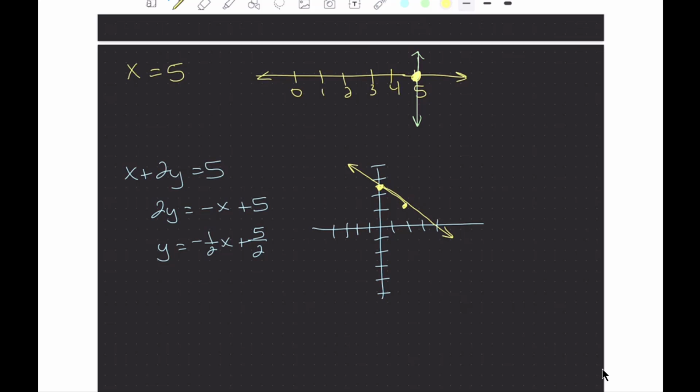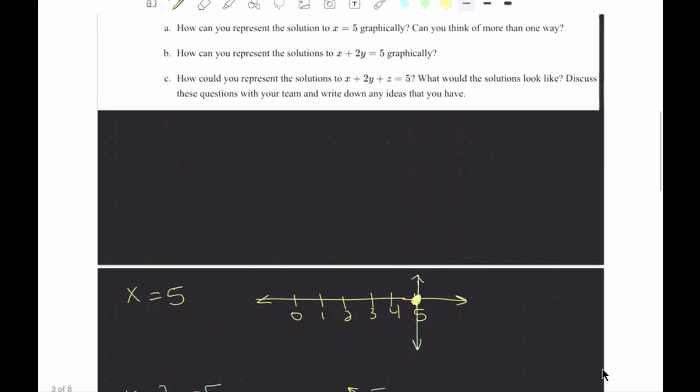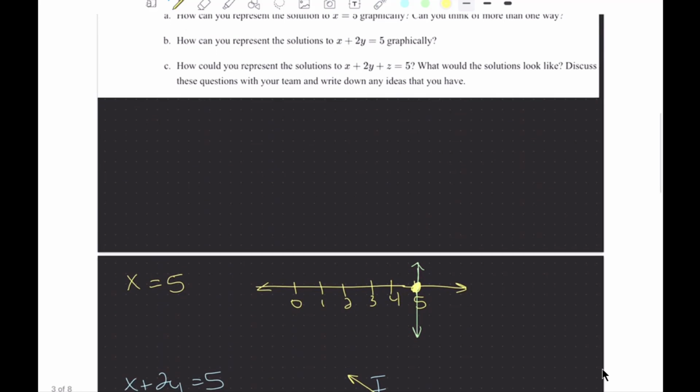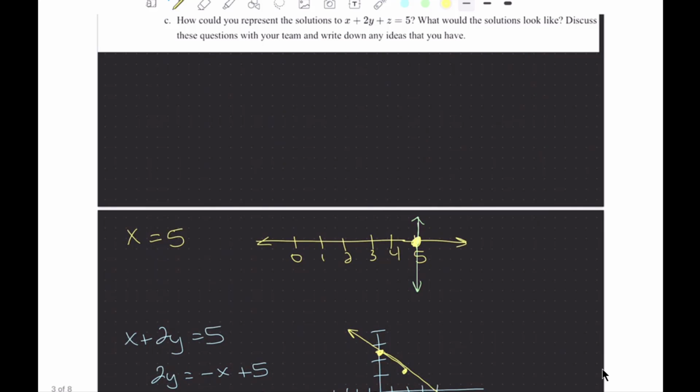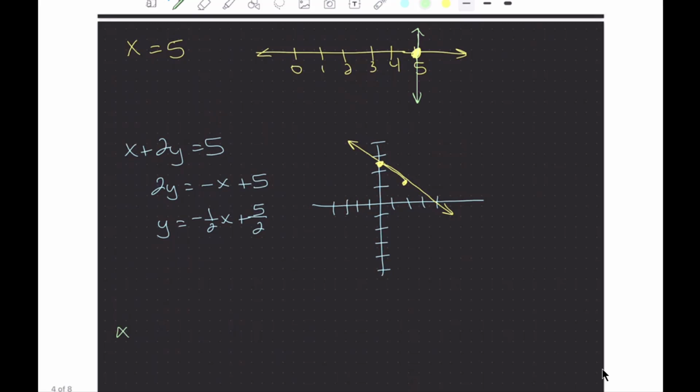All right. So now we have to come up with, I think that was all of our little questions. So now how can we represent this solution x plus 2y plus z equals 5? Anybody got any ideas what that's going to look like? If we now did x plus 2y plus z equals 5. Because what's that z gonna do?